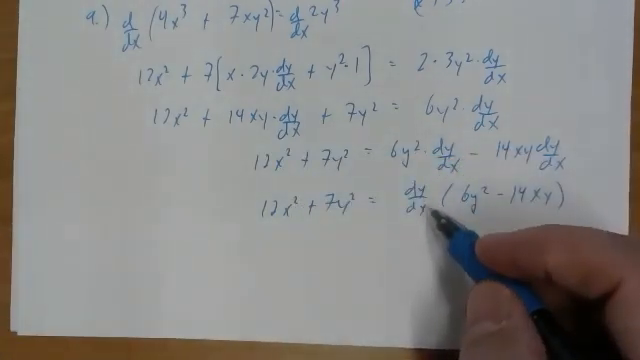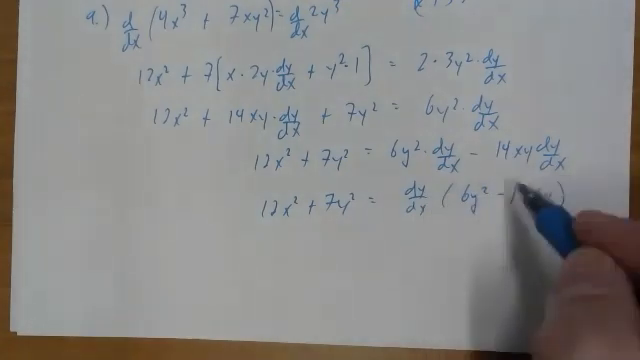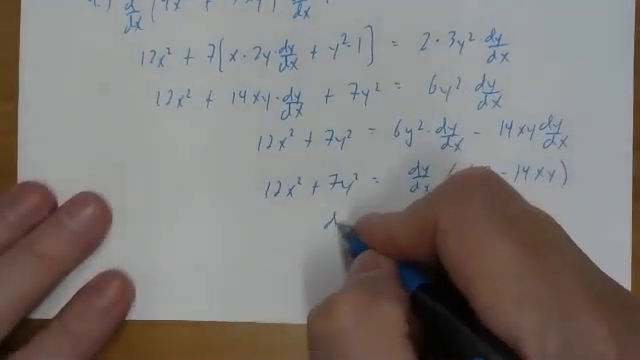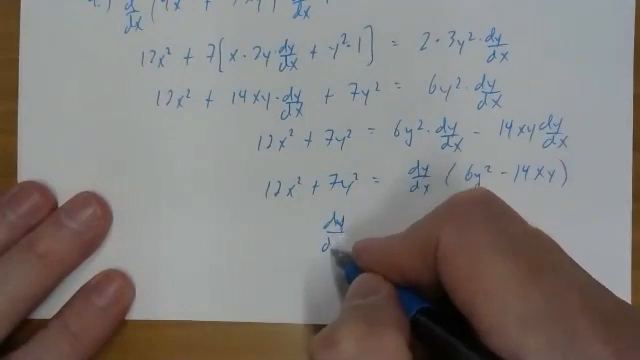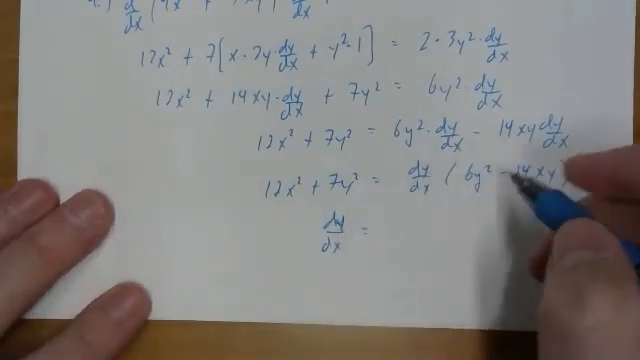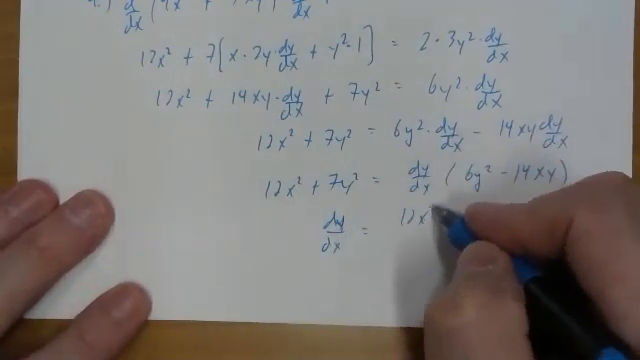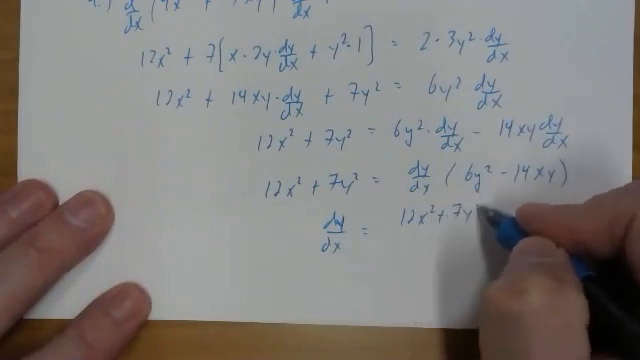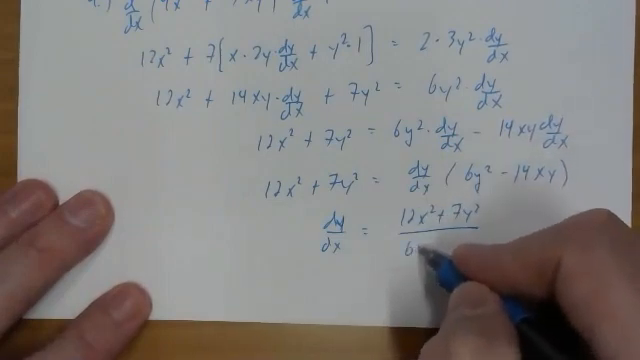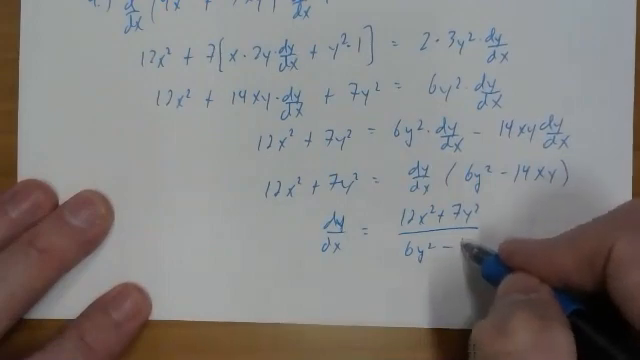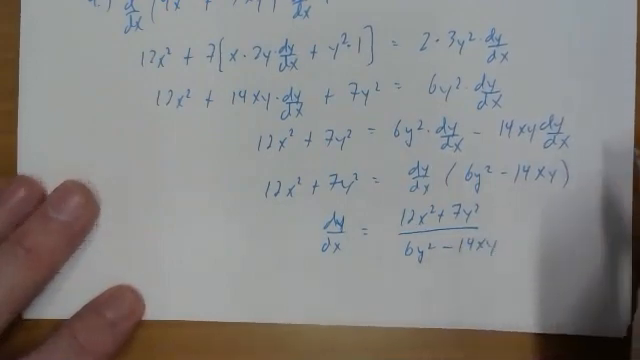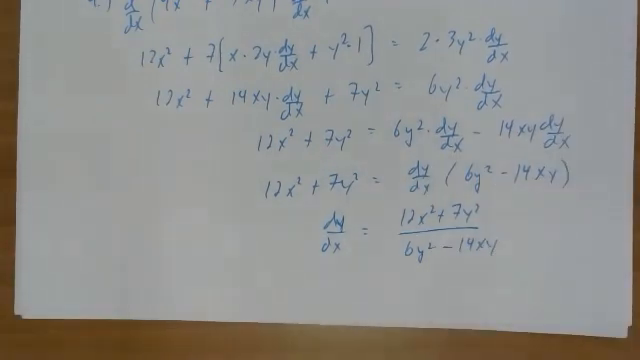I want to get dy/dx by itself. I divide both sides by this whole parenthesis. Then I have dy/dx equals (12x squared plus 7y squared) over (6y squared minus 14xy). That is correct.